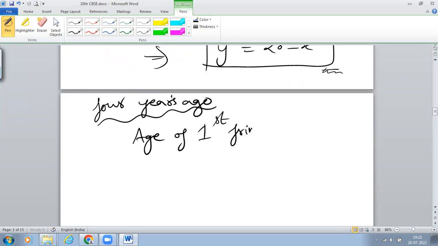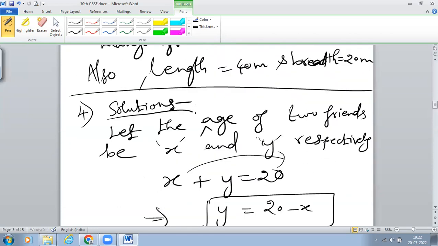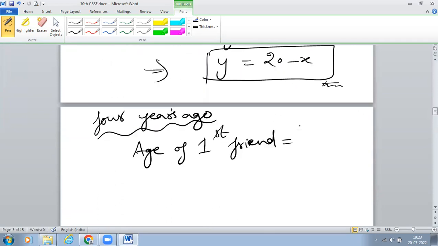The present age of the first friend we have taken as X. Let the present age of the two friends be X and Y. Now, what is the age 4 years ago of the first friend? That is X minus 4. Am I right? Are you able to understand this?